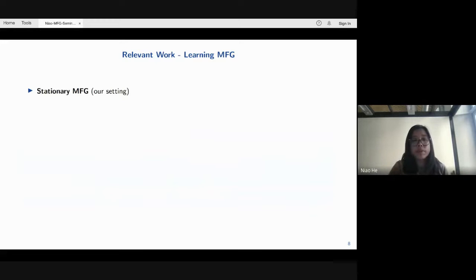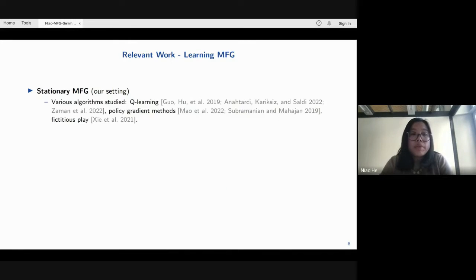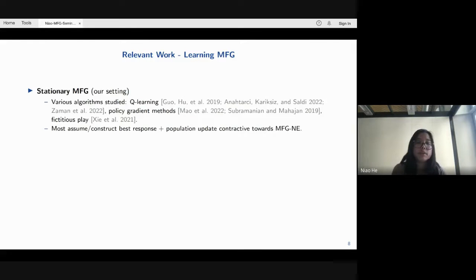And I'm going to give you just a very brief summary of some of the work that has also been discussed earlier in this seminar. There are various algorithms that have been studied for using reinforcement learning to solve stationary mean field games. There are algorithms like Q-learning or fitted Q-learning, policy gradient methods, fictitious play, etc. Particularly, many of these algorithms make a very underlying assumption that the composition of your best response operator and the population update operator has to be a contraction, or a contractive mapping. This is often used not only in the proofs, but also as a way to design the algorithms.